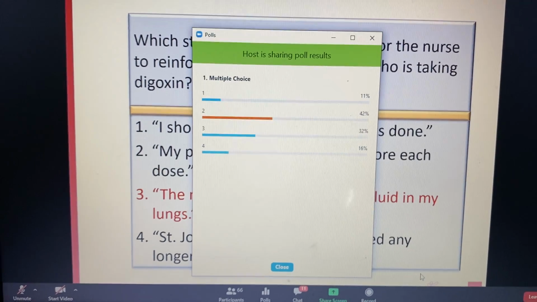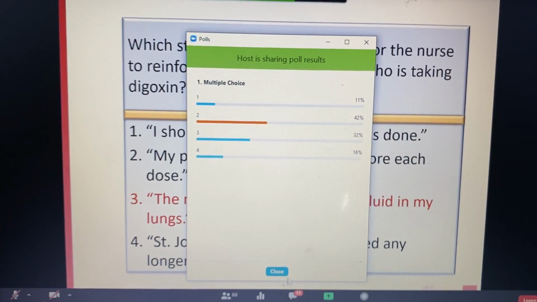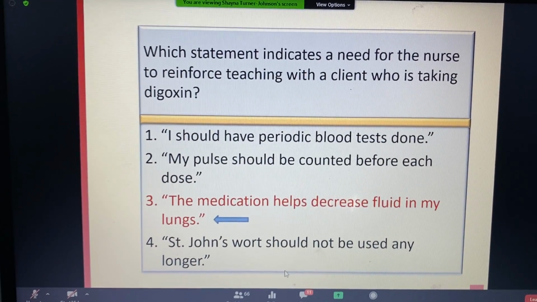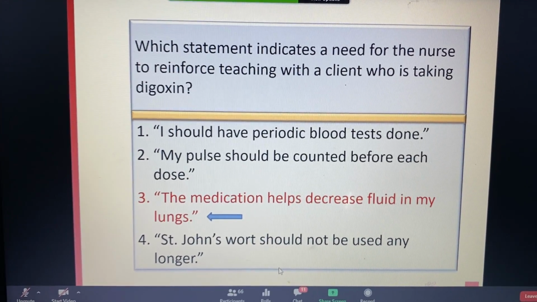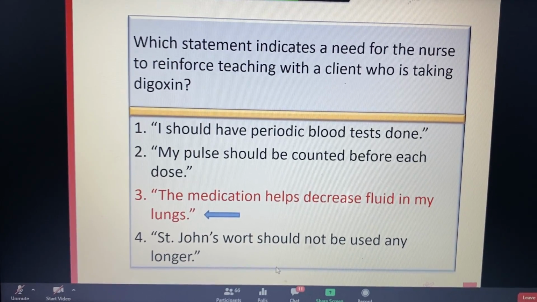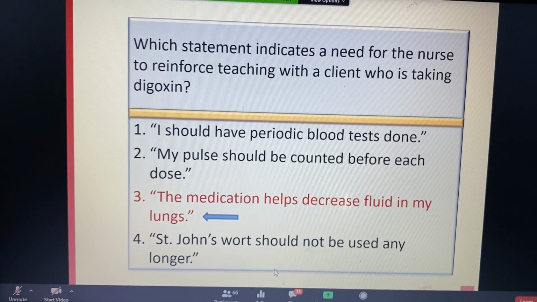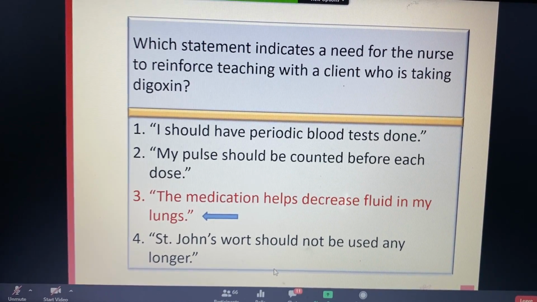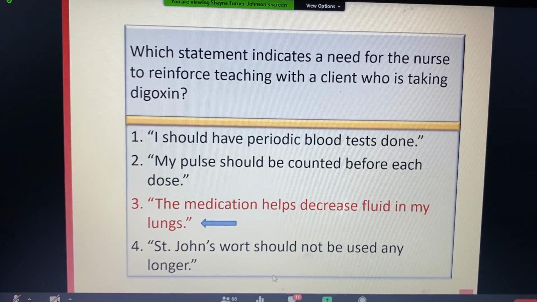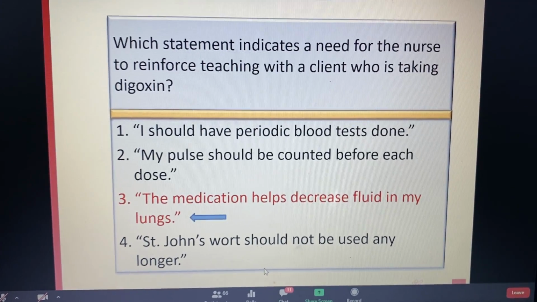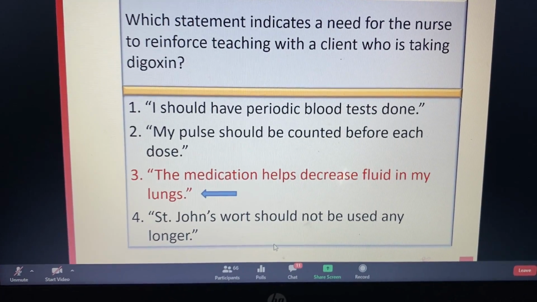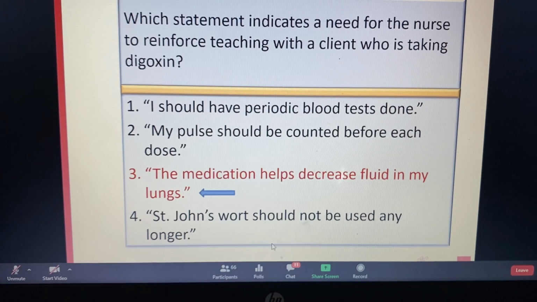They should have periodic blood tests done because digoxin has a toxic level. So they need to have their dig levels checked periodically to make sure that it's okay. They also need to have their potassium monitored because potassium levels can affect digoxin levels. They should check their pulse, their heart rate. If it's less than 60, they should hold the dose. And St. John's wort should not be used any longer because it can affect the levels of digoxin in the blood.